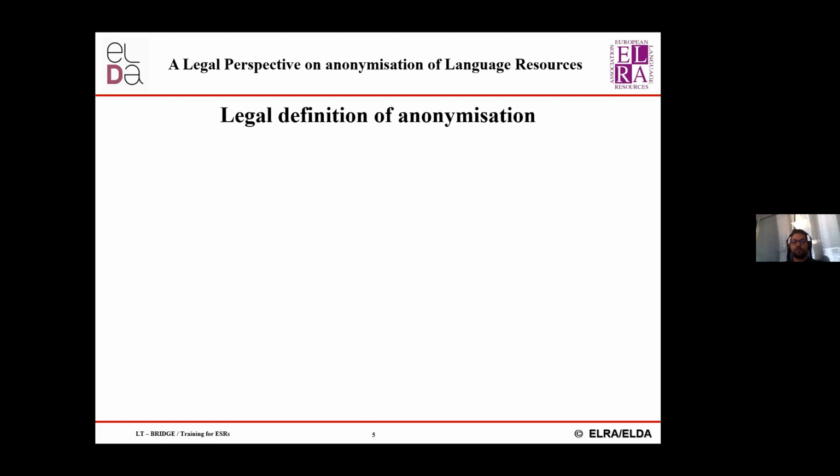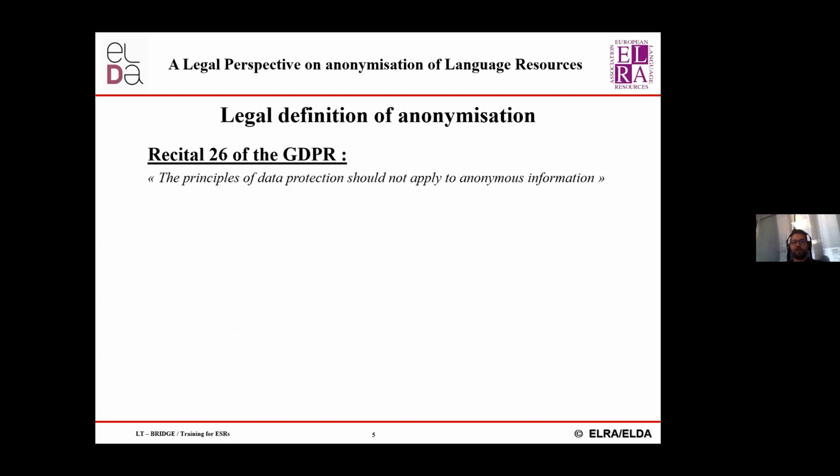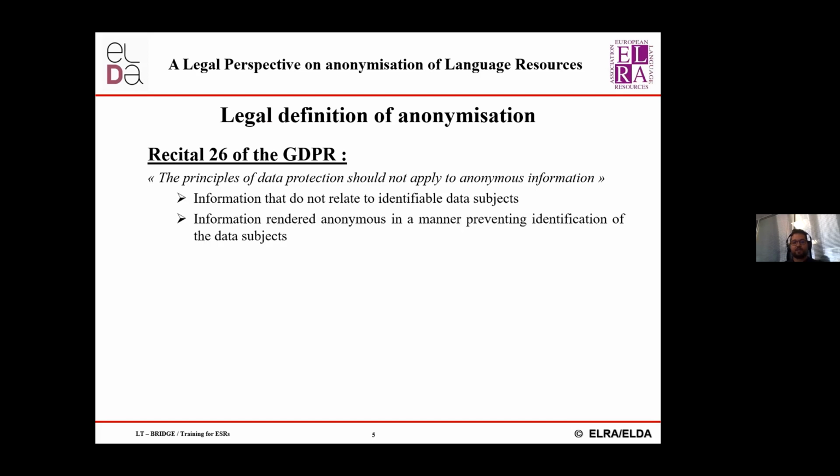So the GDPR provides for a legal definition of anonymization. Mainly recital 26 of the GDPR provides that the principles of data protection should not apply to anonymous information, which is to include information that does not relate to identifiable data subjects or to information that has been rendered anonymous in a manner preventing identification of the data subject.